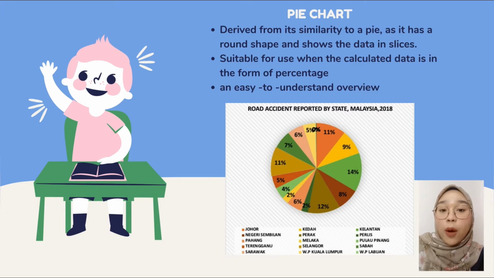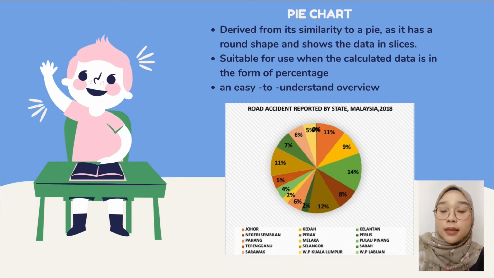For Pahang it is 6%, equivalent to 815 people. For Melaka it is 2%, equivalent to 357 people. Penang and Terengganu have the same percentage but a different total of accidents, which is 611 people and 660 people. For Selangor it is 10%, equivalent to 1,541 people.